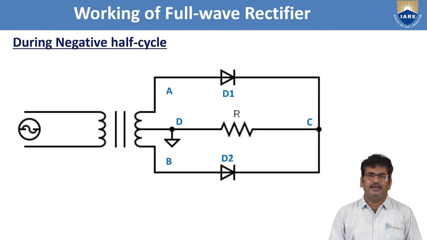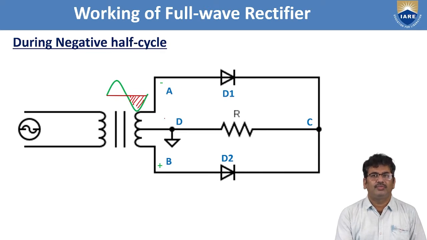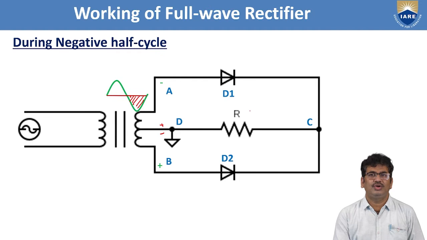Now during the negative half cycle, the input voltage appearing across the secondary winding of the transformer is negative. During this negative half cycle, node A will be negative, and node D on this side will be positive; node D on this side will be negative, node B is positive. Now the biasing across D1: the P material of D1 is connected to negative potential, and the N-type material is connected to positive potential through resistance R. So the bias on diode D1 is reverse bias.